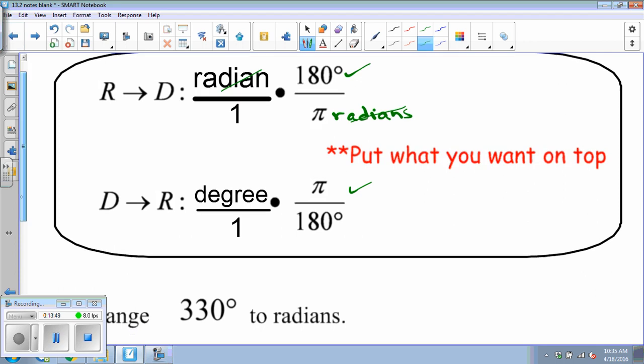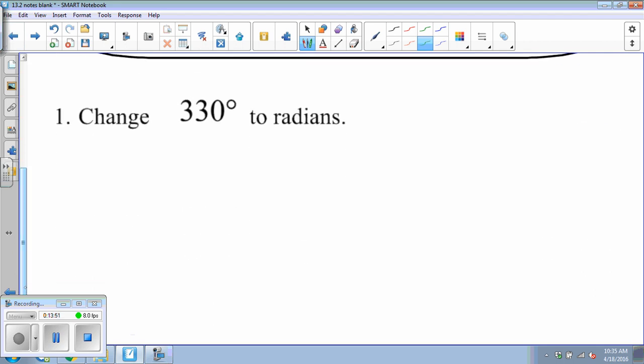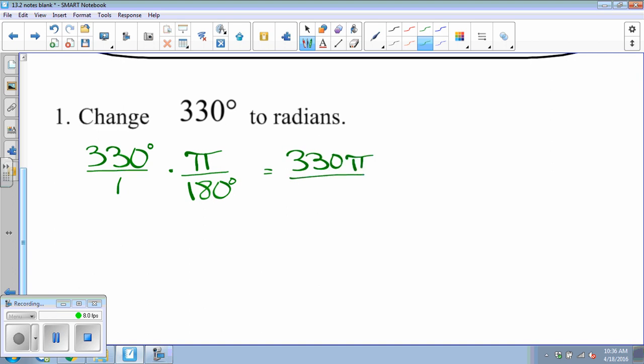So, when we look at our first problem, change 330 degrees to radians. We're going to take 330 degrees and multiply that times, if we're changing it to radians, what do we multiply by? Pi over 180. Now, that's the same thing as 330 pi over 180, right? If they want an exact answer, which they do in your book. If not, they would say round your answer to the nearest tenth or hundredth.